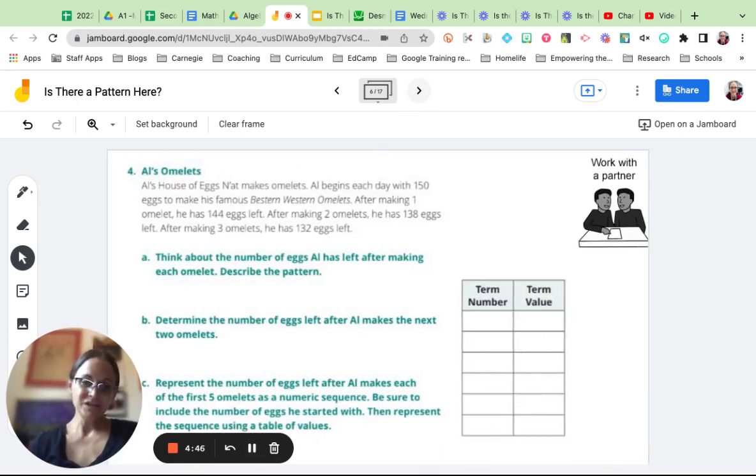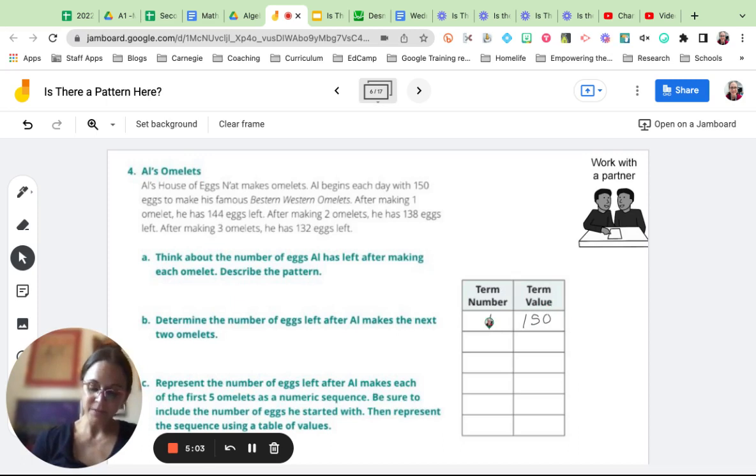The omelet question is a good one. This is a real world problem. If you work in a kitchen, you have to know how much food to order, and that's what's going on here with Al's omelets. Al's House of Eggs makes omelets. Al begins each day with 150 eggs.